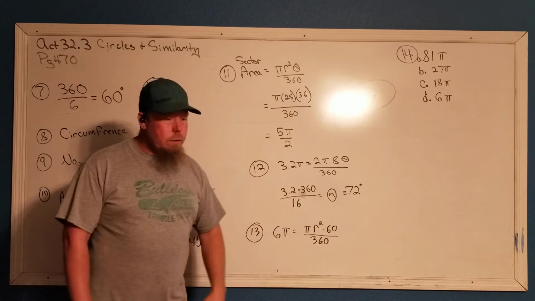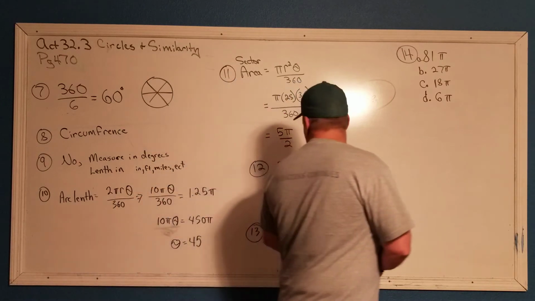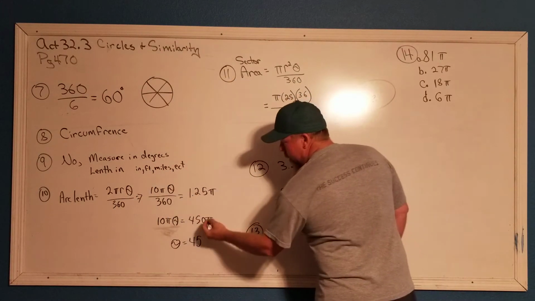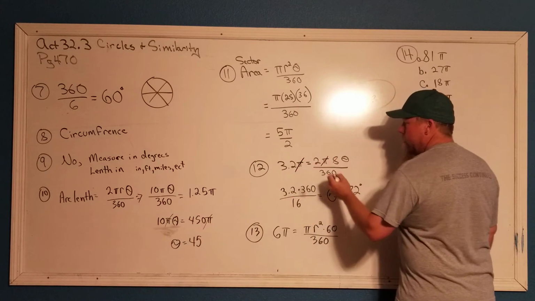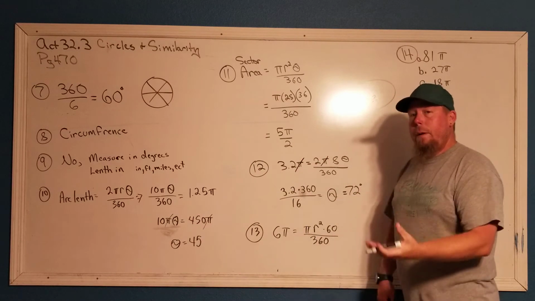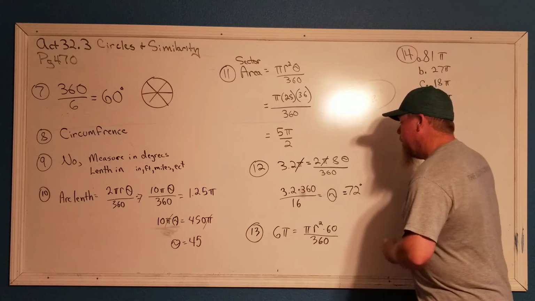Notice the pi's canceled. One thing that happens here a lot of times is when you set these equal to each other, this pi would cancel with this pi. Same thing over here, the 3.2 pi and the 2, because there's a pi on both sides, you could divide by pi and that would just disappear. All right, that's gonna happen a lot. So you get 72 degrees.